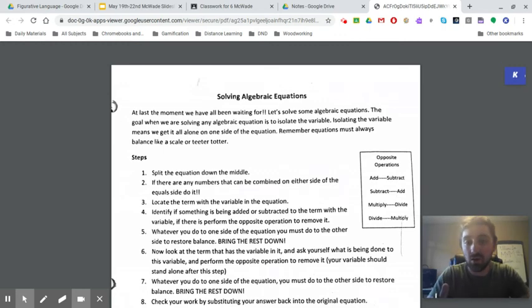The goal when we are solving any algebraic equation is to isolate the variable. Isolating the variable means we get it all alone on one side of the equation. And remember that the variable is the letter of the unknown number that we are looking for. Remember, equations must always balance like a scale or a teeter-totter. So everything on one side of the equal sign must equal the other side. And that is the key for being able to find the unknown number.